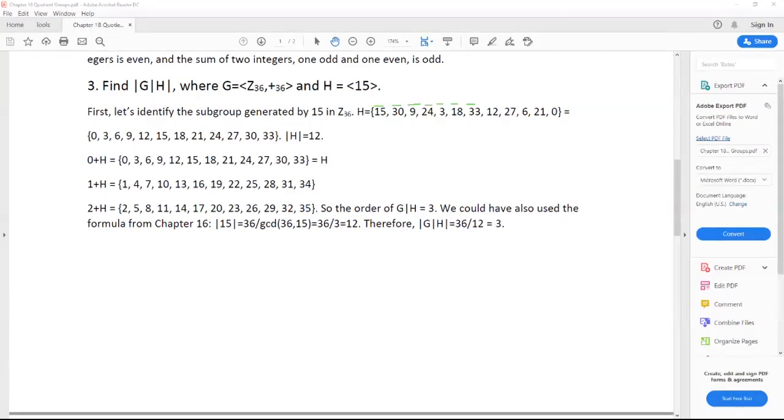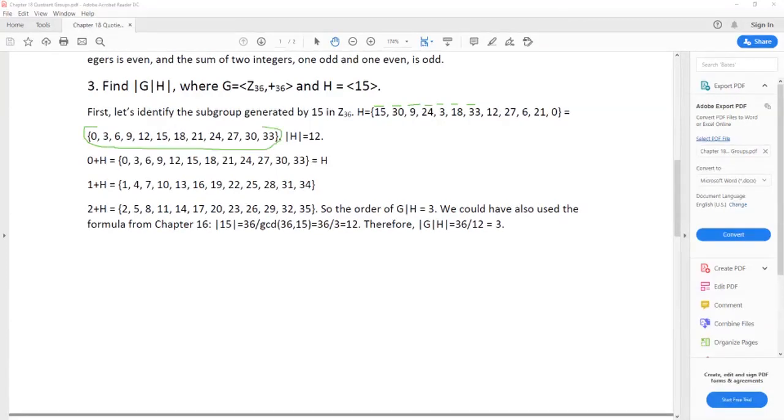If I write the elements of H in ascending order, then this is what we have to work with, and we can see that the subgroup generated by 15 in Z36 has 12 elements, so the order of H is 12.